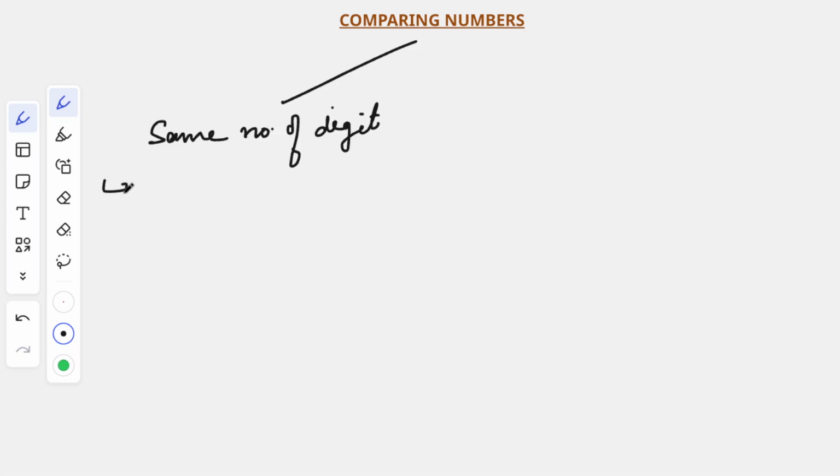Like 132 and 232, or 4461 and 4342. Here both the numbers are 3-digit numbers, and here we have 4 digits in both the numbers, right?